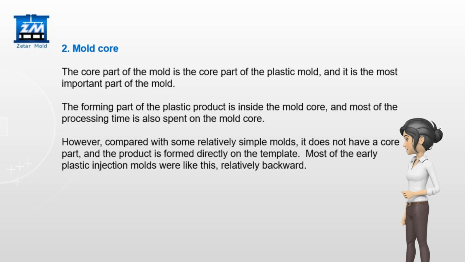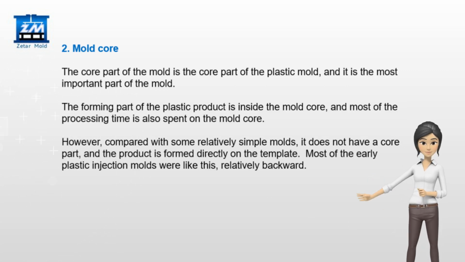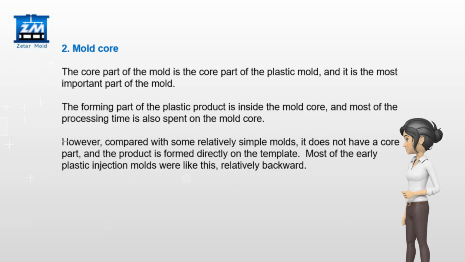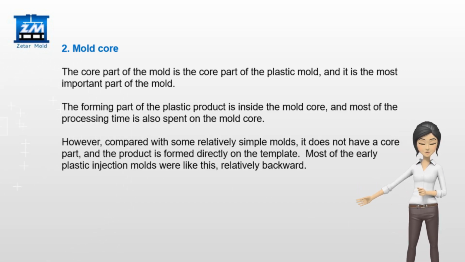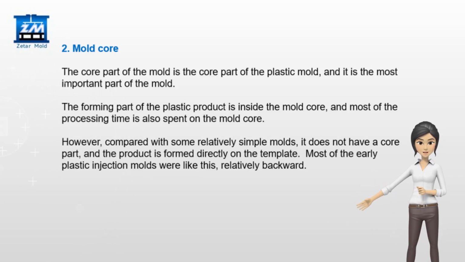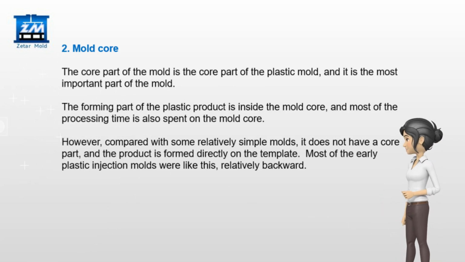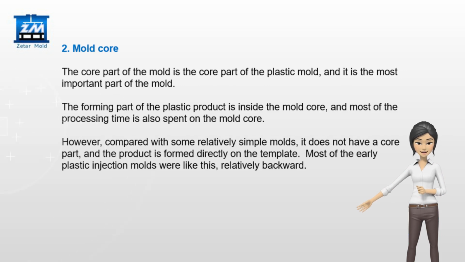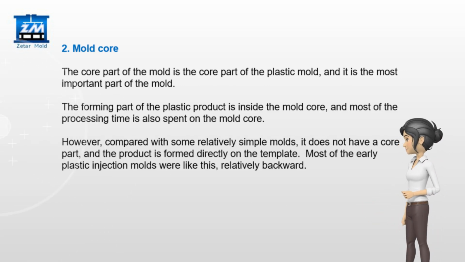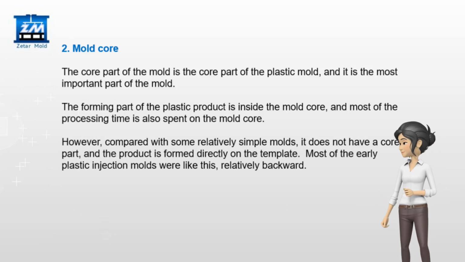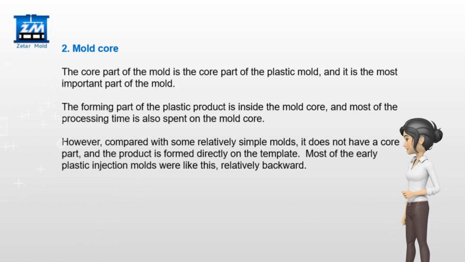Mold core. The core part of the mold is the most important part of the plastic mold. The forming part of the plastic product is inside the mold core, and most of the processing time is also spent on the mold core. However, some relatively simple molds do not have a core part, and the product is formed directly on the template. Most of the early plastic injection molds were like this, relatively backward.